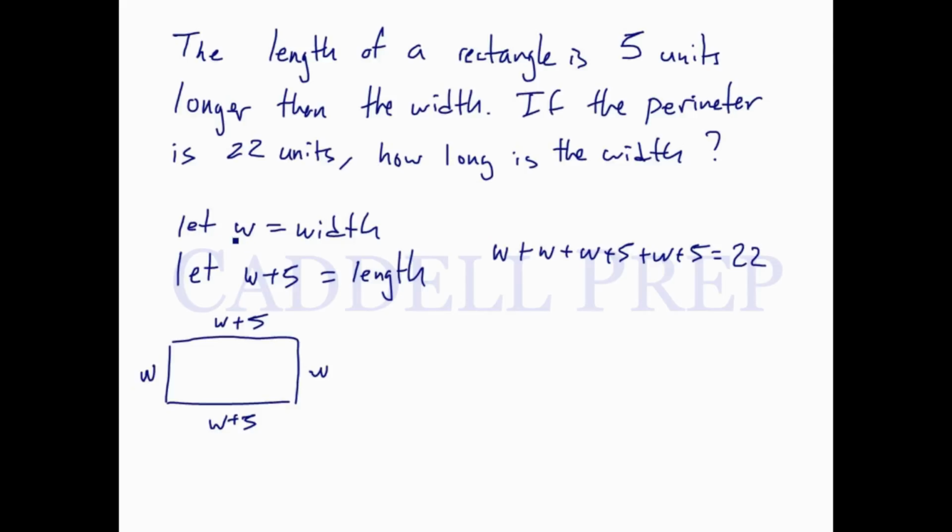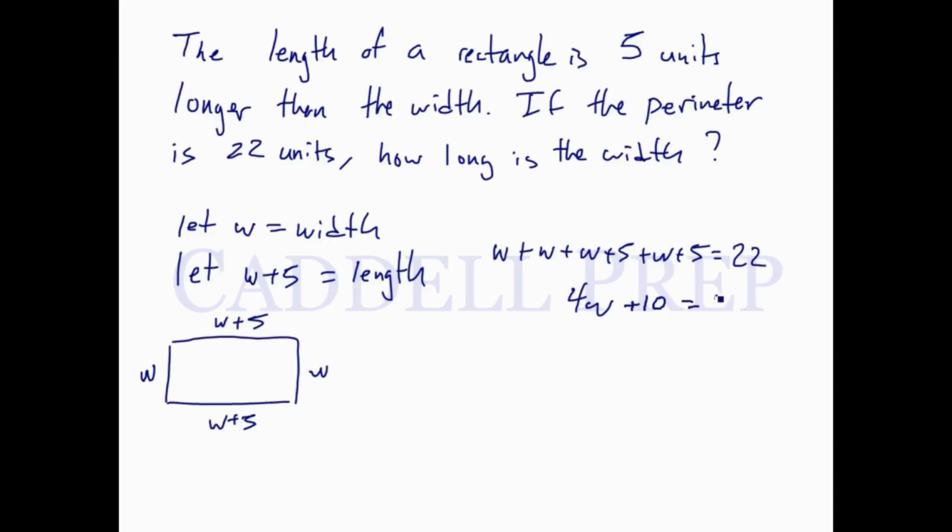But now the key here is that we set aside what each of these represents. This way when we find our answer, we'll know what to do to find the width and what to do to find the length. So for example here, we'll find w by combining like terms. So w plus w plus w plus w, that's 4w. 5 plus 5 is 10.